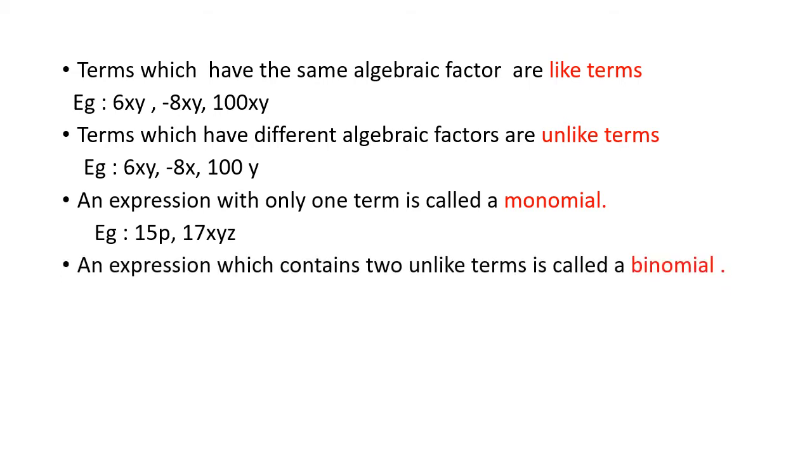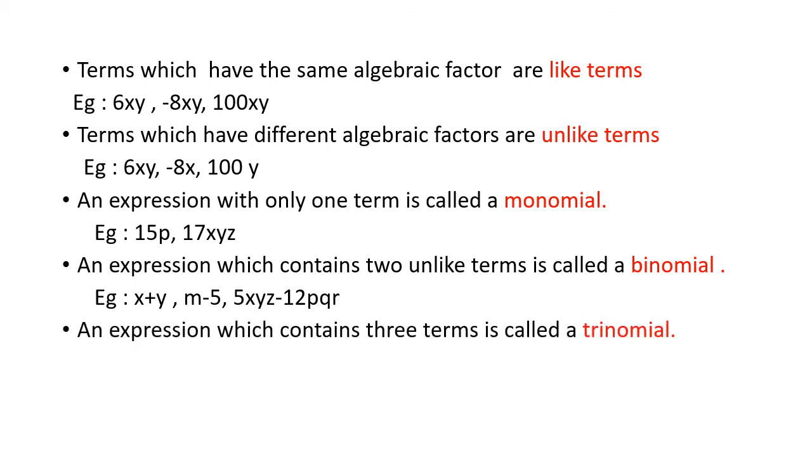Then an expression which contains two unlike terms is called a binomial. The expression has two terms. Example, say x plus y. x is one term, y is another term. You know well how we split an expression into terms with the help of plus and minus. So x plus y: x is one term, y is another term, so totally two terms. Second, m minus 5: m is one term, minus 5 is another term. Then 5xyz minus 12pqr: 5xyz is one term, 12pqr is another term. So each expression has two terms, so we can call all these expressions binomial expressions.